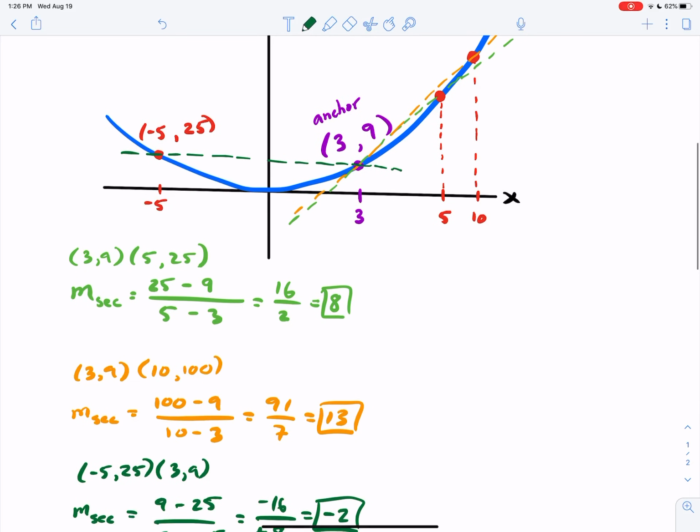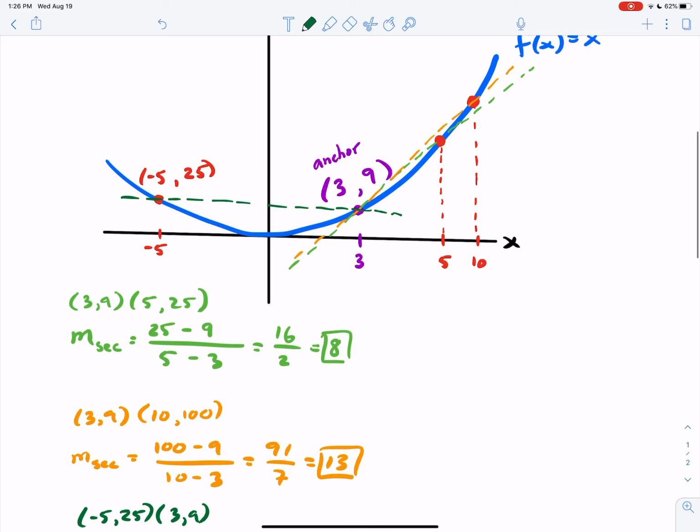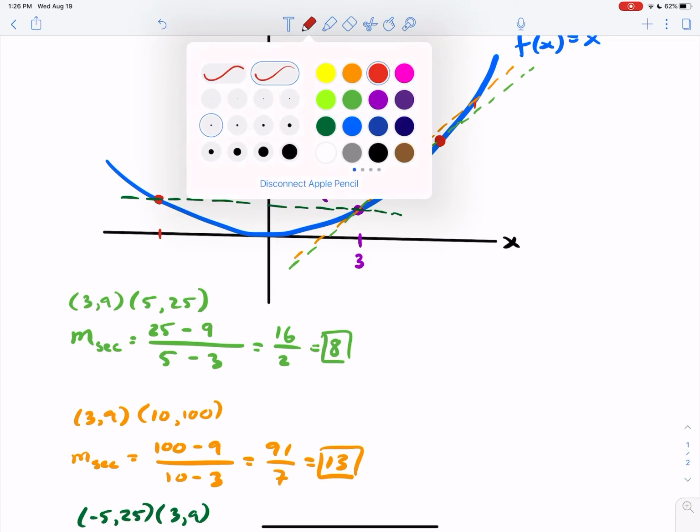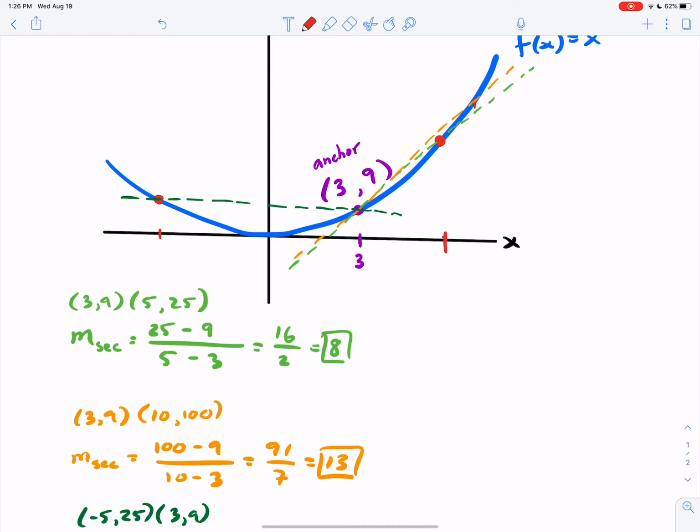Okay? So is there a way for me to find out all of the slopes for any generic point with my anchor at 3, 9? Okay? So here's what we're going to do. I'm going to go ahead and make some space here so that you guys don't get confused. Let's say I keep my anchor, but now what I want to do is I just want to pick some generic point that's away from my anchor.